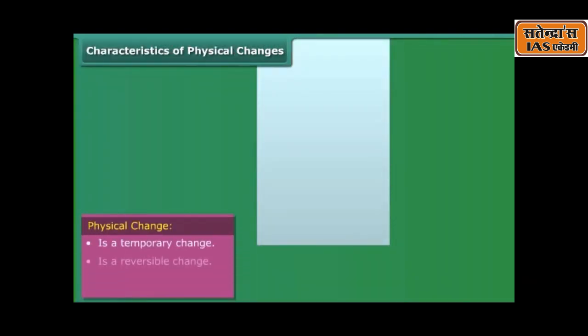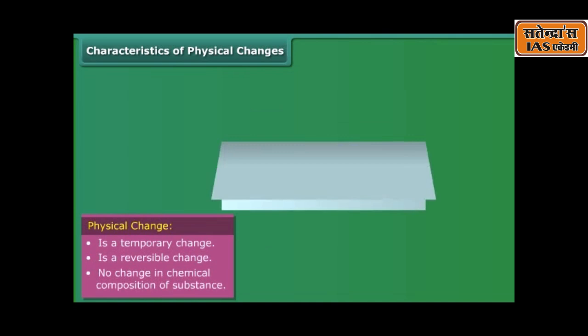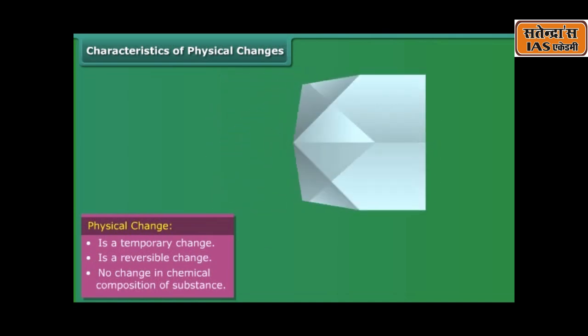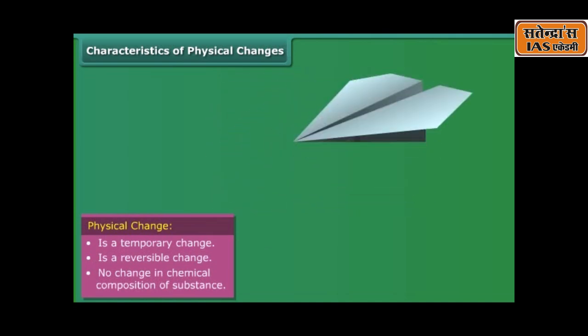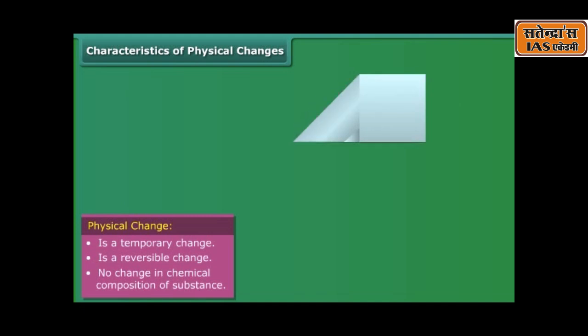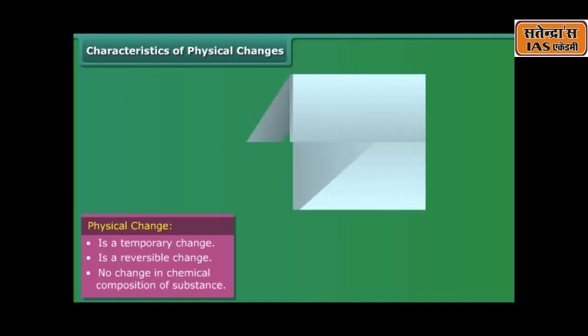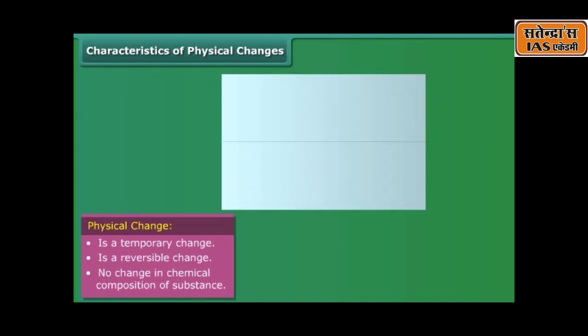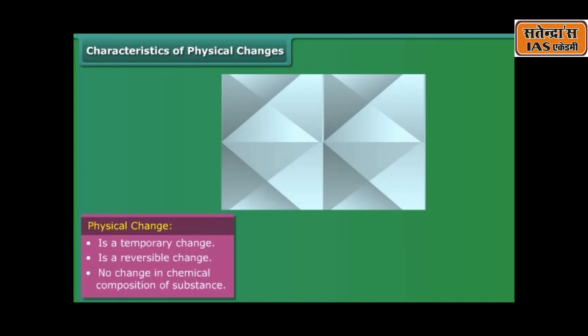Take a piece of paper. Fold it to make a paper aeroplane. There is a change in its size, but we can unfold this piece of paper back to its original size and shape. So, it is a reversible change. Also, in this process, chemical composition of the paper remains same.